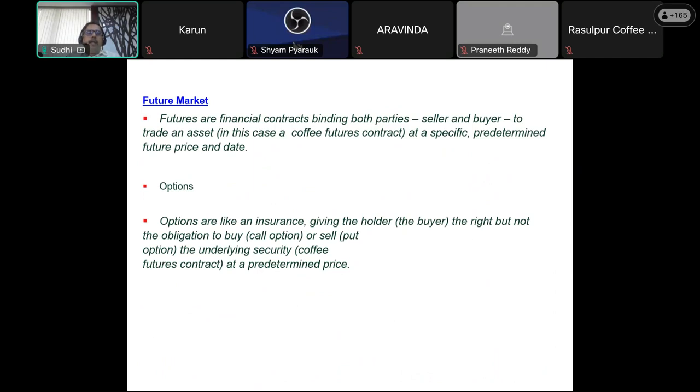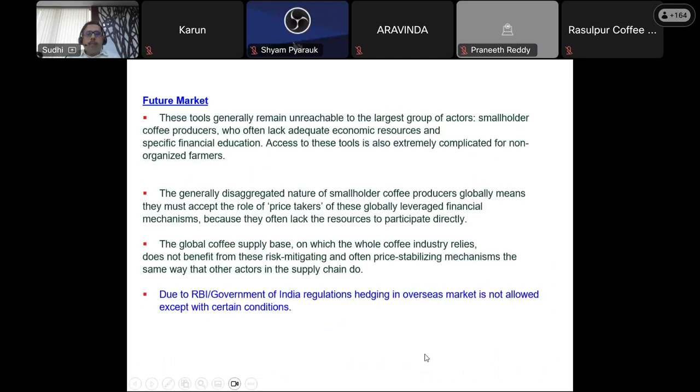Then we also have another product called the option. Options are like an insurance, giving the holder, the buyer, the right but not the obligation to buy, the call option, or sell, the put option, the underlying security, the coffee futures contract, at a predetermined price. This is a bit complicated, but I will explain that in the future slides. These two markets generally remain unreachable to the largest group of actors.